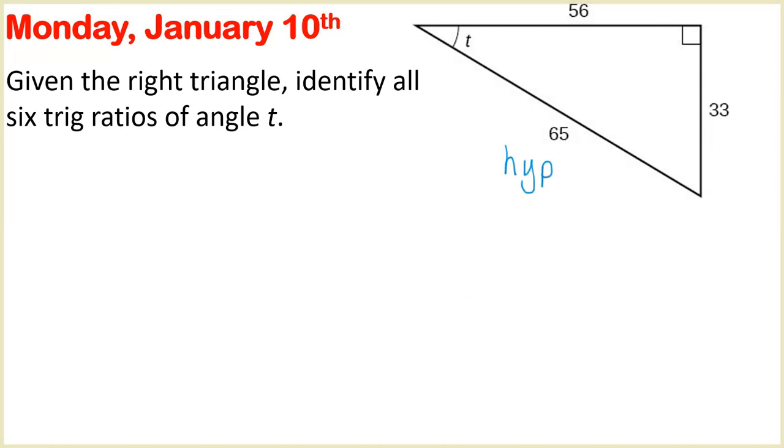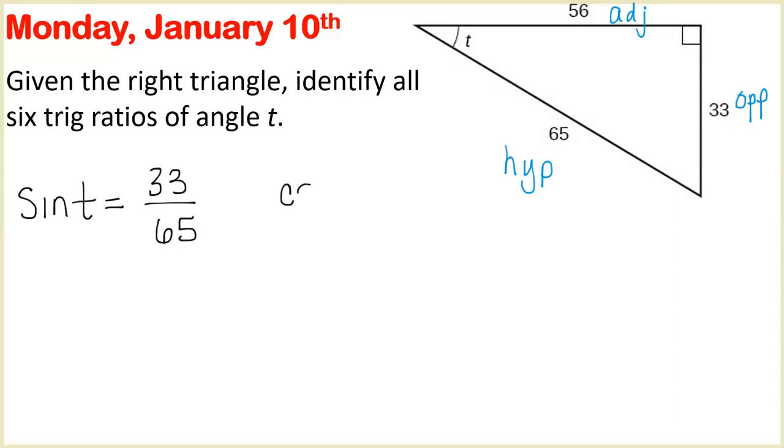And then adjacent to angle T is 56. I'm going to label that ADJ. And then opposite is 33. So now we're going to do all six ratios for angle T. So starting with the sine. The sine of angle T is equal to opposite over hypotenuse. That's 33 over 65. The sister is cosecant.